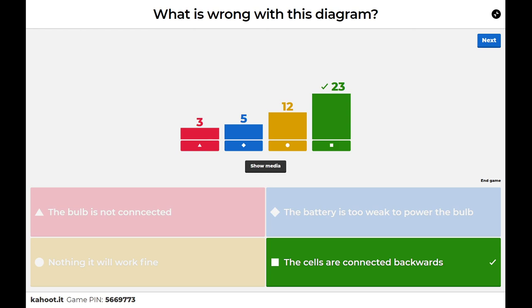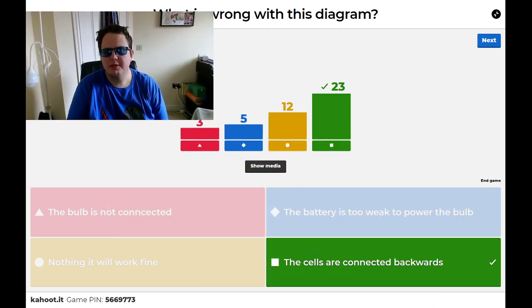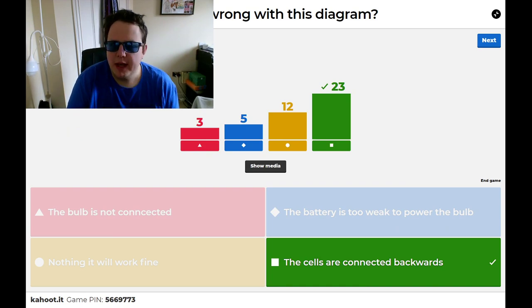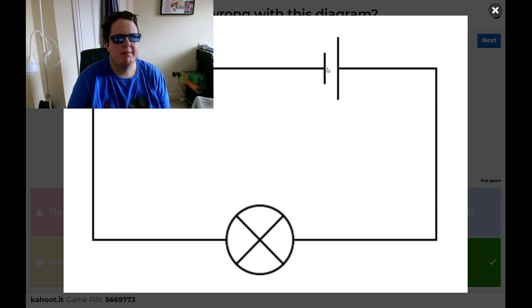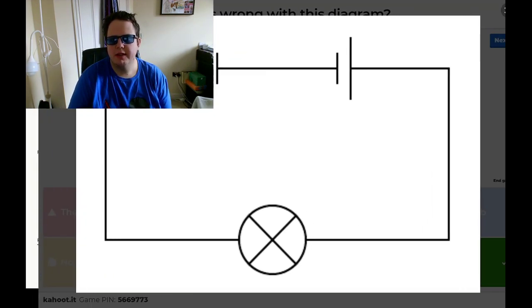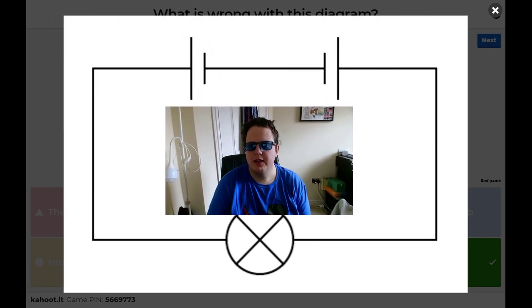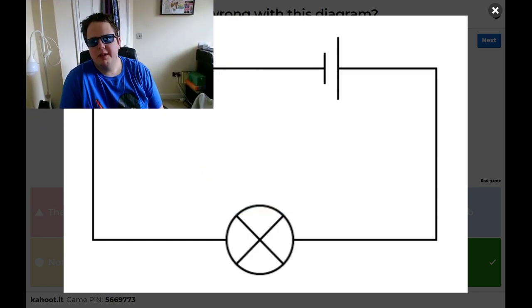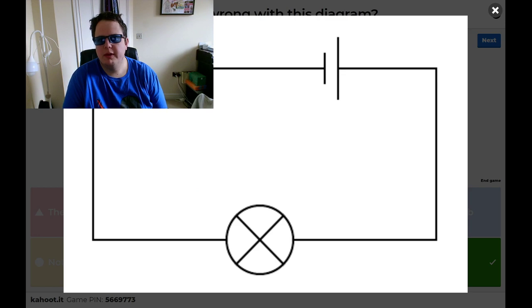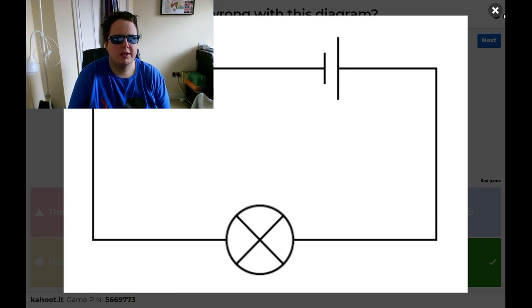Okay, well done to those of you who are observant. Let's move me out the way of the answer. Yeah, so hopefully you noticed that in this diagram these two cells are opposite way rounds to each other. And so they'd be pushing the electricity round in opposite directions. So yeah, that circuit wouldn't work. Okay, right. On to the next question then.